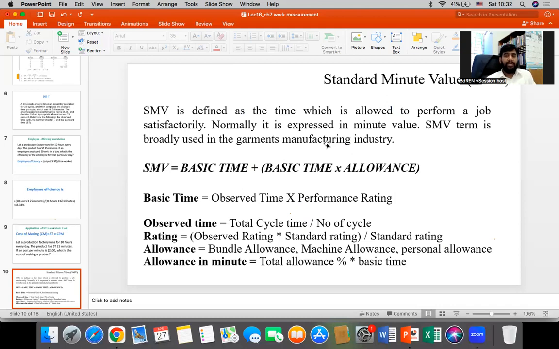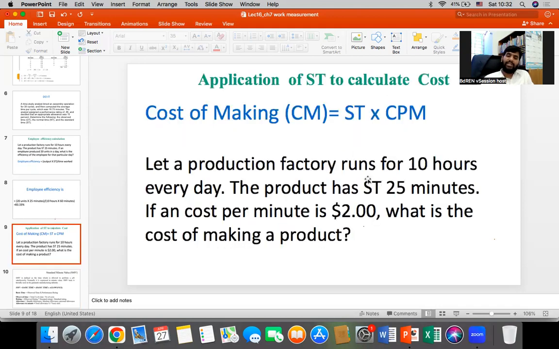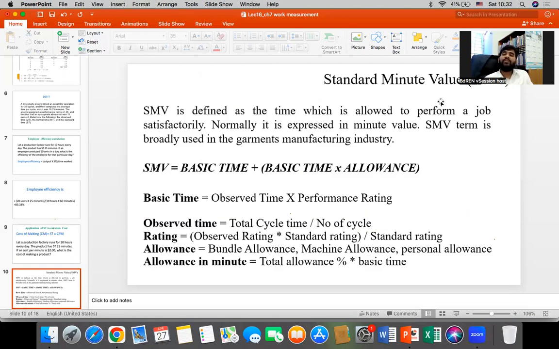We are just showing you. And standard minute value: what is standard minute value? Standard minute value and standard time are the same. Because if you check a standard time of 25 minutes, that means the standard minute value. Standard time is expressed in minutes. So standard time and standard minute value are the same. It is defined as the time which is allowed to perform a job satisfactorily. Normally, it is expressed in minute value. It is broadly used in the garments manufacturing industry.